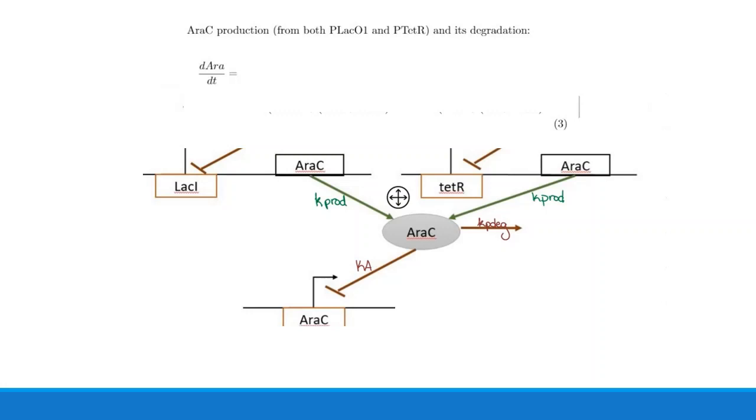The next term is the rate of change of RSE. It's got several pieces since it is produced on two different constructs, and it also includes that Hill equation for repression. The first term has the Hill equation for repression by TET-R and by LAC-I on the two different constructs.